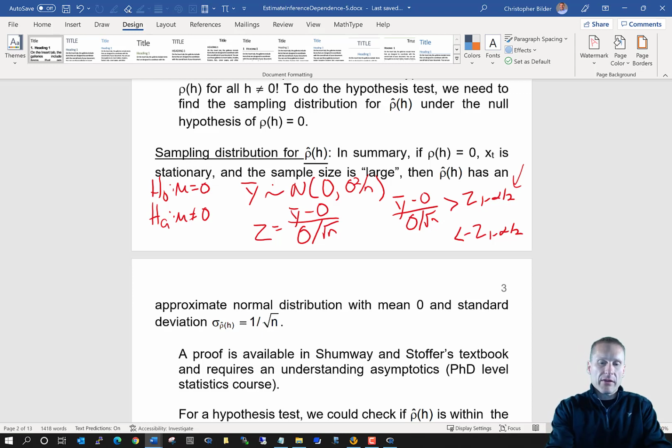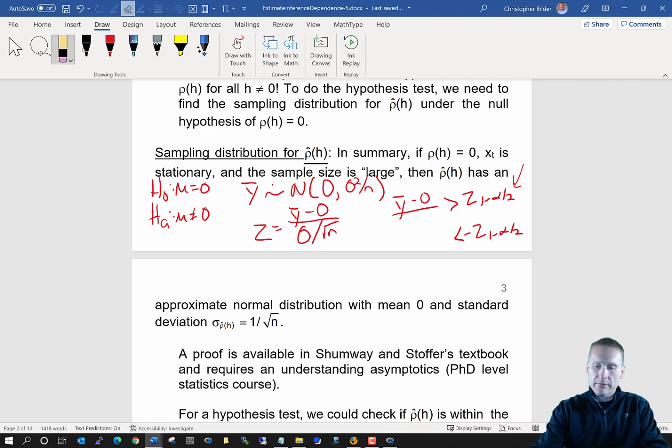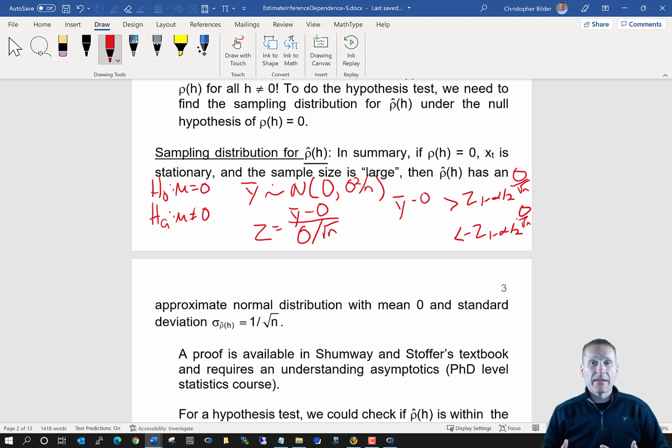Now, another way to look at this is, let me get my eraser. What I could do instead of having the denominator sigma divided by square root of n is simply multiply this quantity by sigma divided by square root of n, and now I can check the sample mean itself. Is that sample mean greater than this quantity or less than that quantity? If so, then I could reject the null hypothesis.